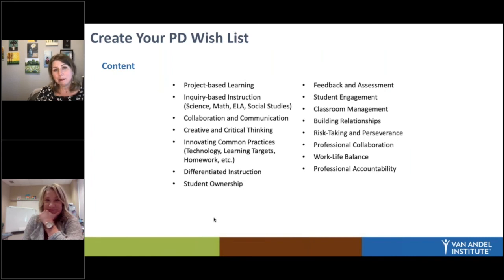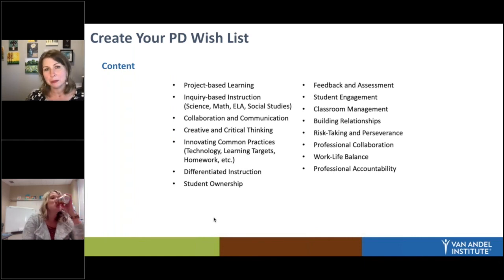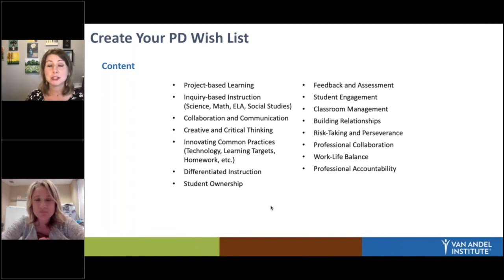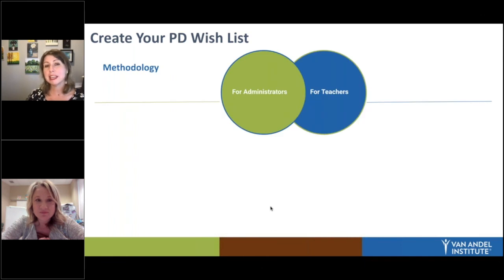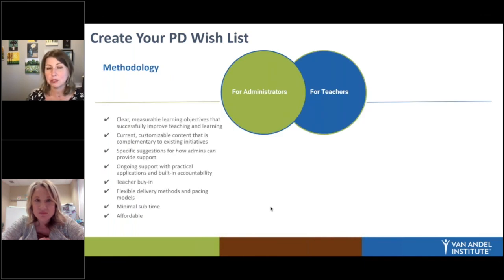For sure. So I'm going to take you really quickly through these because you can do these on your own with the HyperDoc, but create your own PD wish list. Think about what content is important to you. Here are some example topics, or maybe it's those top 7 that I shared earlier. What's the content that's important to you? And then think about what methodology is important. What are some of those things that you feel are must-haves for you?